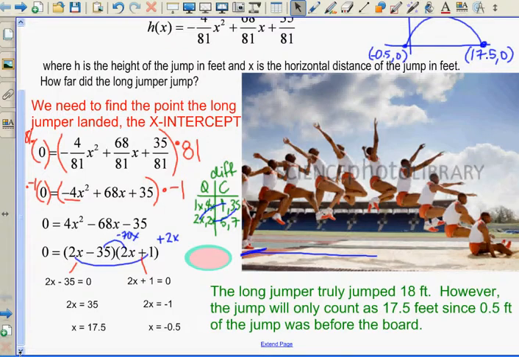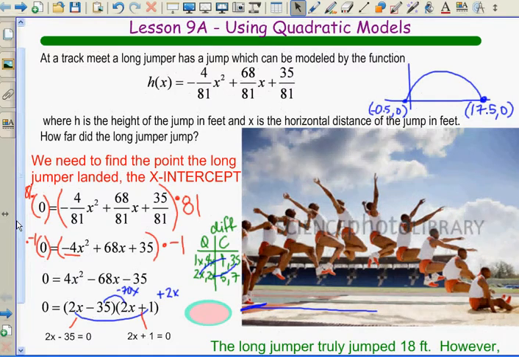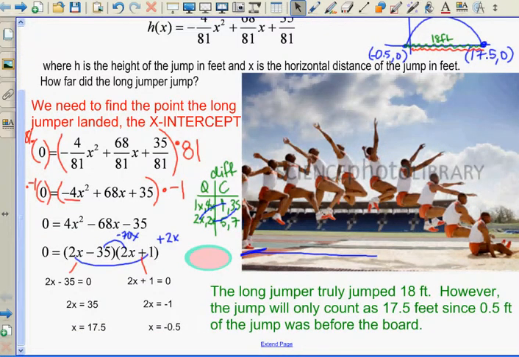So even though the distance between negative 0.5 and 17.5 is technically 18 feet, we only measure from the board, so they're only getting from here over. That's what this little answer says at the bottom: the long jumper truly jumped 18 feet, however the jump will only count as 17.5 feet, since 0.5 feet of the jump was before the board. Okay? So anyway, this is just using quadratic models. If we want to find where something landed, that's an x-intercept, so we plug in 0 for y and solve.